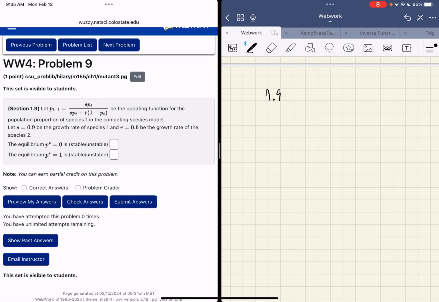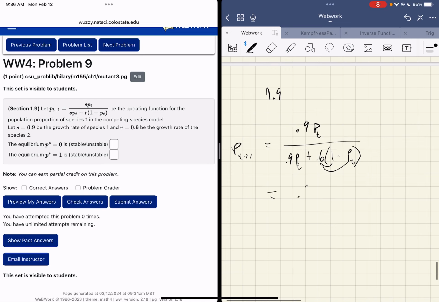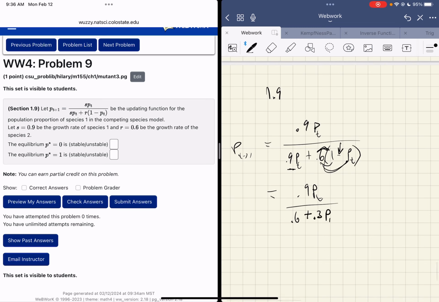Yeah, let's go ahead and just graph it really quick. And maybe I can even sketch it by pen. So S is 0.9. I have 0.9 p sub t over, and I have 0.9 p sub t plus R, which is 0.6, times 1 minus p sub t. This is going to be p sub t plus 1. Well, if I distribute this 0.6, then I have 0.9 p sub t over, and I'll have 0.6 times 1, minus 0.6 p sub t, so that's just a 0.3 p sub t.